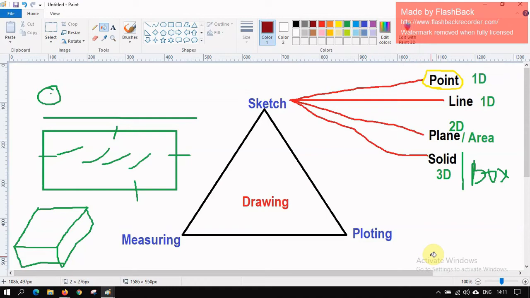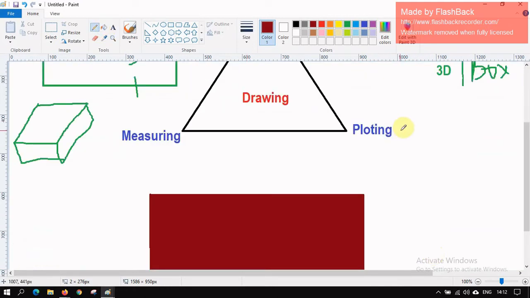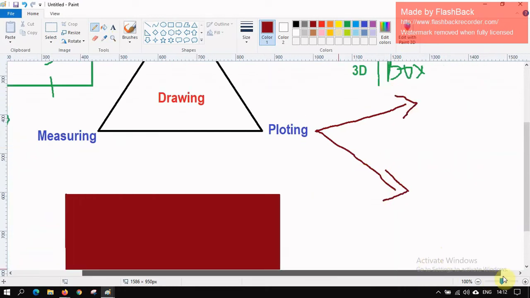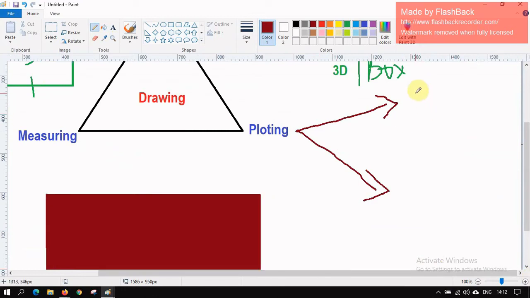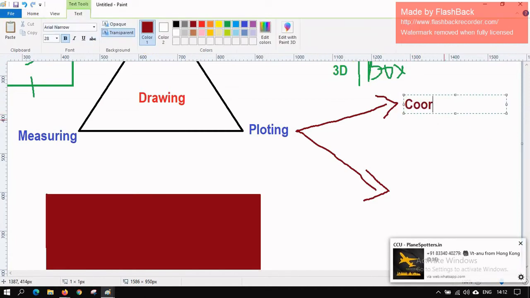Okay, what do you mean by plotting? The simplest way, there are two things in plotting. So you have to understand the plottings. One, we do coordinate. Another one is what we say, grid.